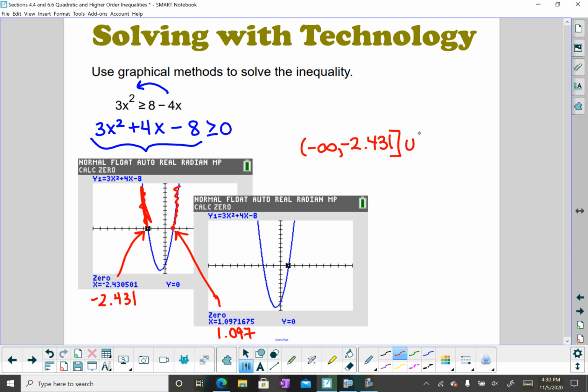Then my union symbol. To find the second side, we use the other breaking point, 1.097. Again, I use a bracket because that's where it's equal to 0. And then all the way to infinity.